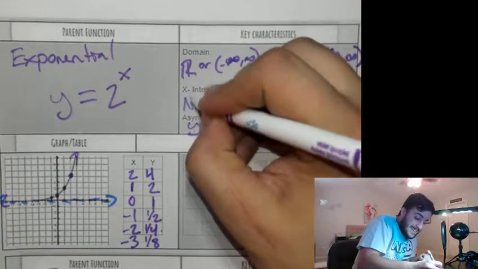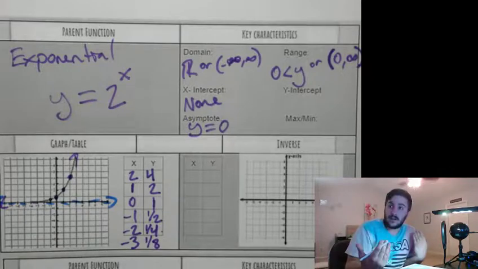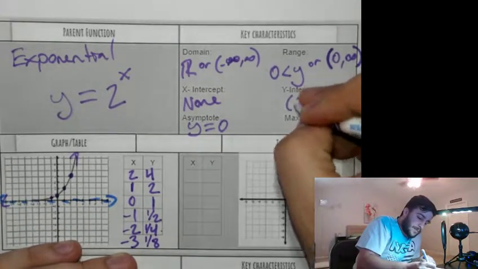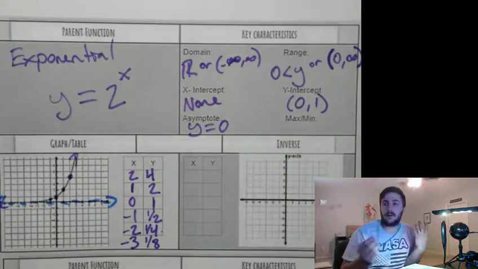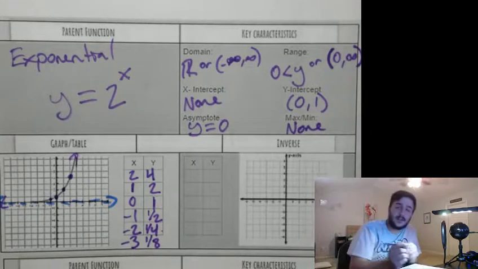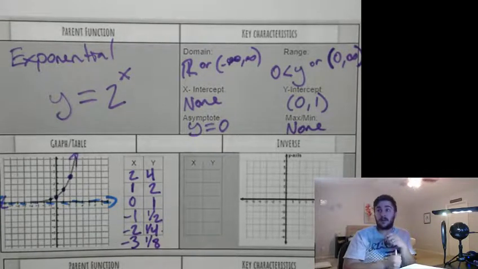X-intercept, there is none with this one, okay? There's no x-intercept. It doesn't cross the x-axis, okay? Whereas y-intercept, though, it's at 0, 1. Okay, that one's at 0, 1. All right. Max min, there is none. No max min. Not for this one. Okay, so there we go.